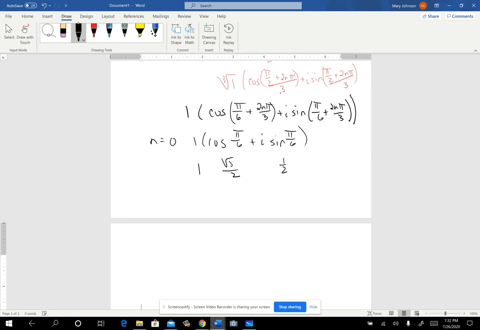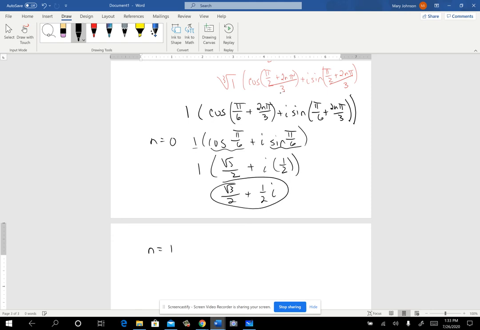So if I needed it in rectangular form, all I really have to do is figure these out, and then distribute, in this case, a 1 throughout. So one of the roots would be square root of 3 over 2 plus 1/2 I. I'm not sure which way they'll write that. I'll write it like that. Okay, so there's one of them.